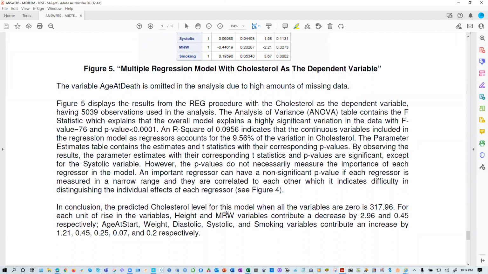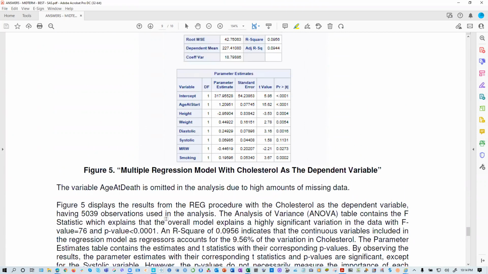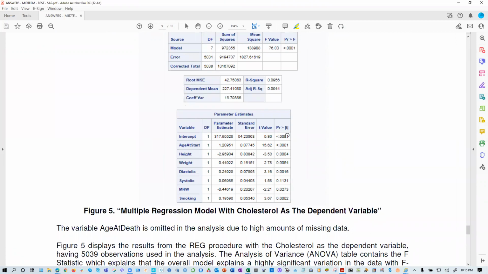In conclusion, the predictor cholesterol of this model when all the variables are zero is this one. For each unit rise in the variable height, the variable contributes to a decrease by this amount. Whatever you see, those are the things that you can talk about here. And look at the test. Together, we can talk about which ones are significant. This is significant, significant, significant, significant, significant, systolic. No. See, this one, 0.02. Okay, this is okay. Seems like this one, 0.1, is more than that. Other than that, all the others are significant, less than 0.05.